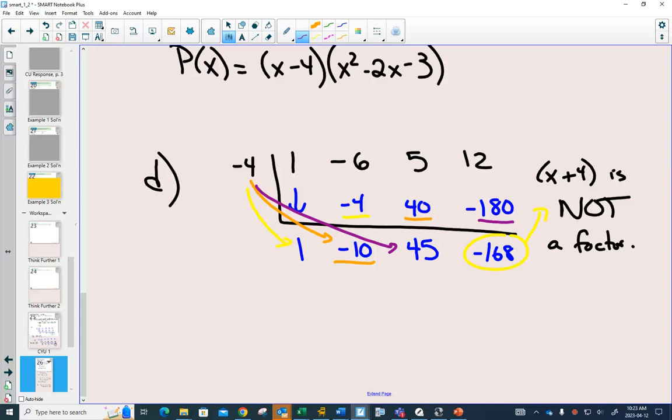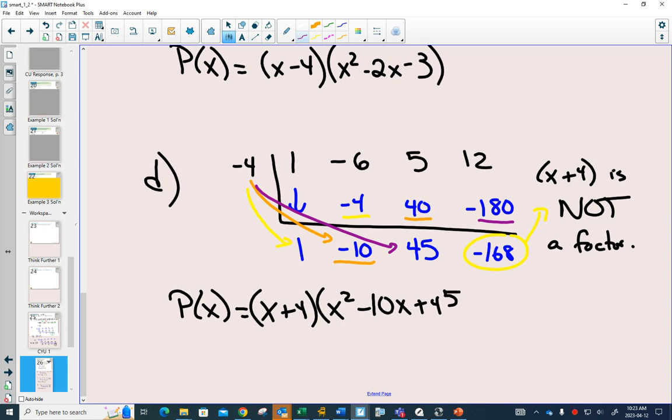And that's a shortcut, you missed that yesterday. I'll put that video up. But that's a shortcut. This does long division much faster. So our division statement for this one would be p of x equals x plus 4, x squared minus 10x plus 45, and a remainder of 168 means that there's a minus 168 at the end.